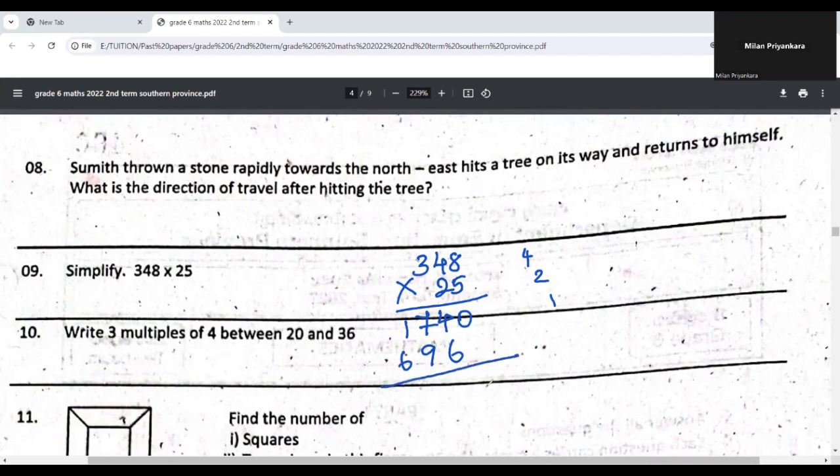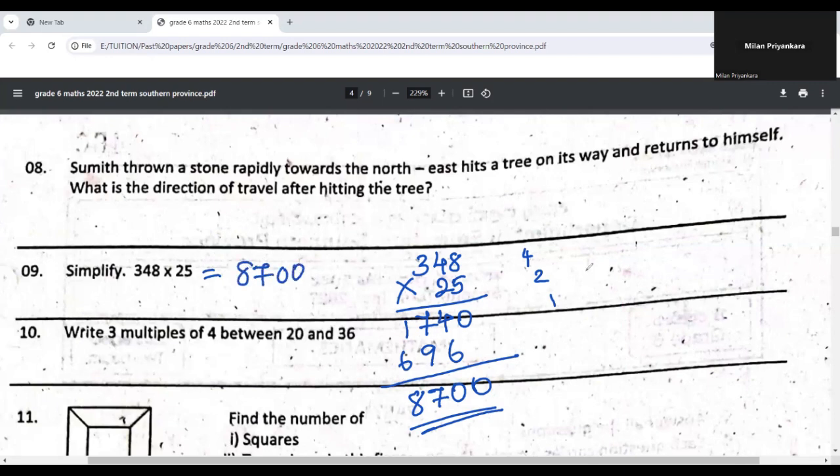So you can add this 0. 4 plus 6 is 10 and 1 carries. 8 plus 9 is 17 and 1 carries. 1 plus 1 is 2. 2 plus 6 is 8. This is very simple, right? So you can do this on a rough sheet or something. You can write the answer here.